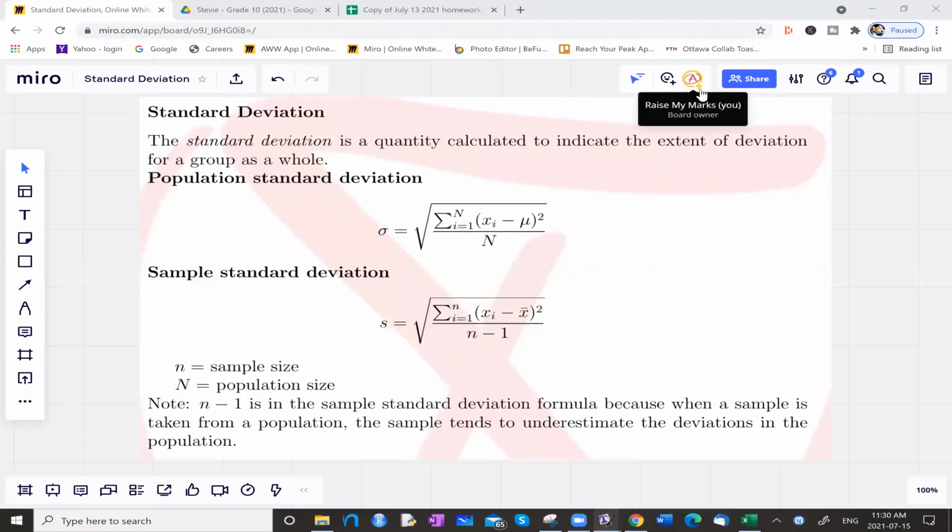So today I just want to look at standard deviation, but more the notation of standard deviation.